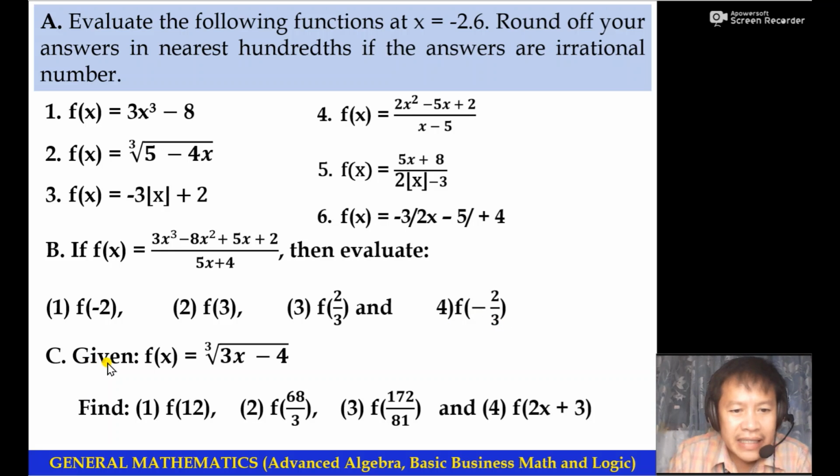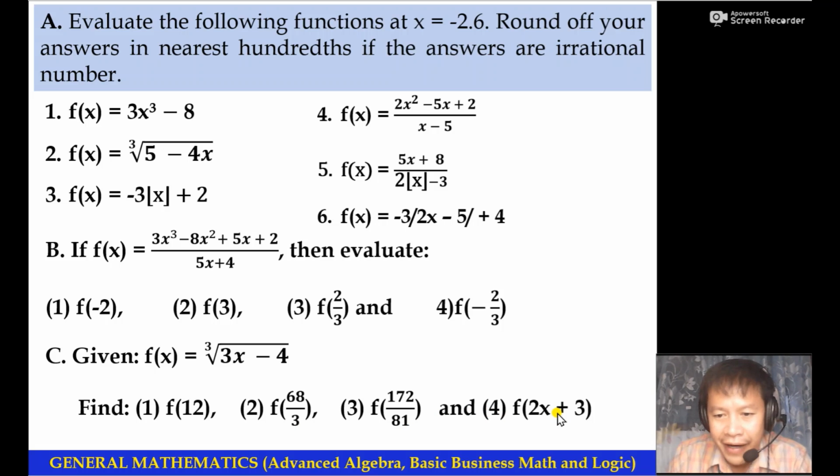And letter C, given f of x is equal to a cube root function, f of x is equal to the cube root of 3x minus 4, then evaluate. Number 1, f of 12. Number 2, f of 68 over 3. Number 3, f of 172 over 81. And number 4, I haven't given an example like this one, and I hope you will do something to solve this, because actually this is very simple: f of 2x plus 3.